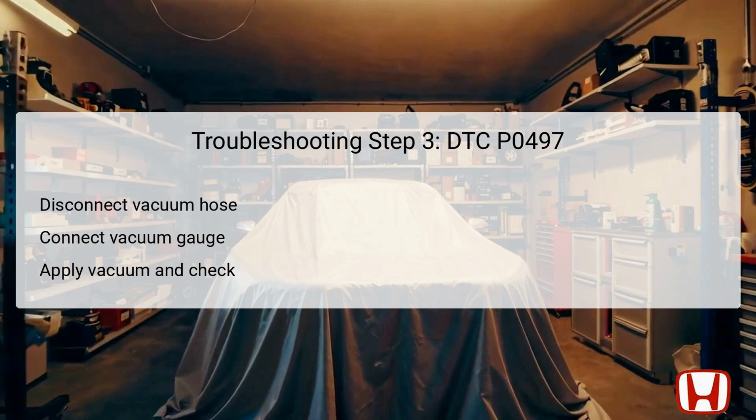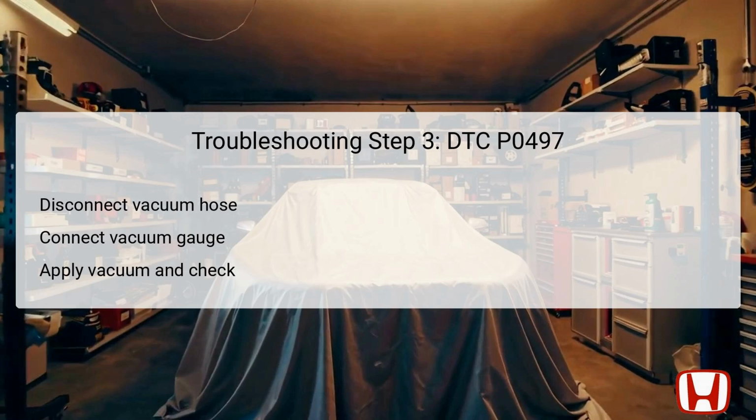The third troubleshooting step involves determining the possible failure area within the EVAP system. Begin by disconnecting the vacuum hose from the EVAP canister purge valve. This allows for direct testing of the purge flow. Then, connect a T-fitting and vacuum gauge to the exposed hose for accurate measurement. It is crucial to apply a vacuum of approximately 2 kPa or 0.6-inch Hg to evaluate how the system reacts.